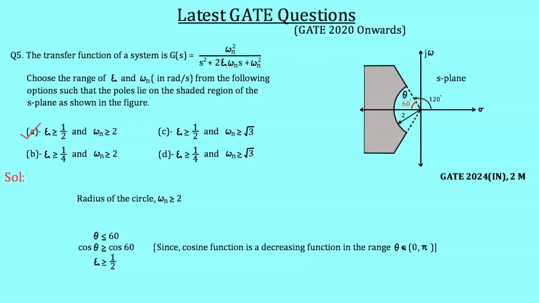Similarly, the value of theta should be smaller than 60. In other words, we can also say that cos theta is greater than cos 60. And we also know cos theta is nothing but the damping ratio zeta. So, finally we get that the value of zeta should be greater than or equal to 1 by 2. So, the correct option is the first option.